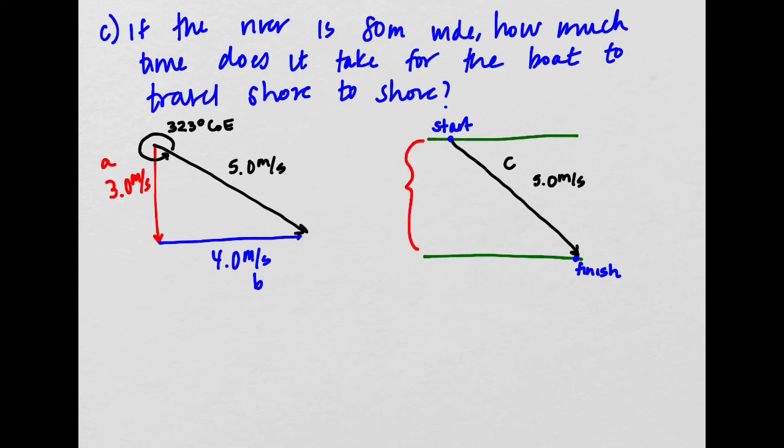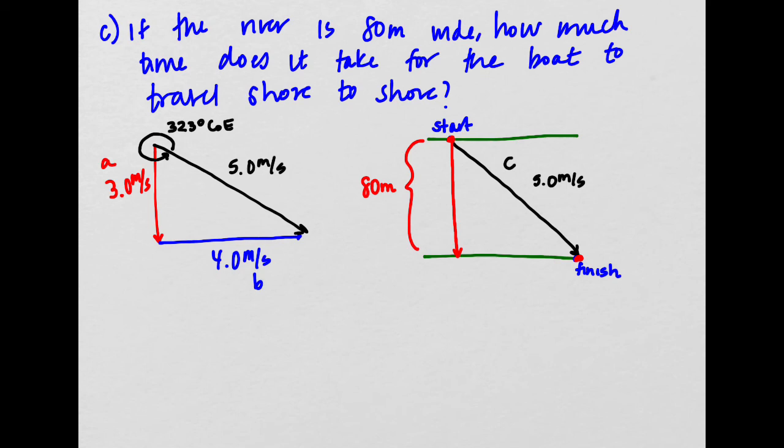The width of this river is 80 meters. That is not the same as this distance from here to here, because what we've done is we've found velocity, the average speed when we're traveling from start to finish. We haven't determined anything about the distance that we travel, right? So we are traveling from start to finish across, but this is 80 meters that we're talking about, right?